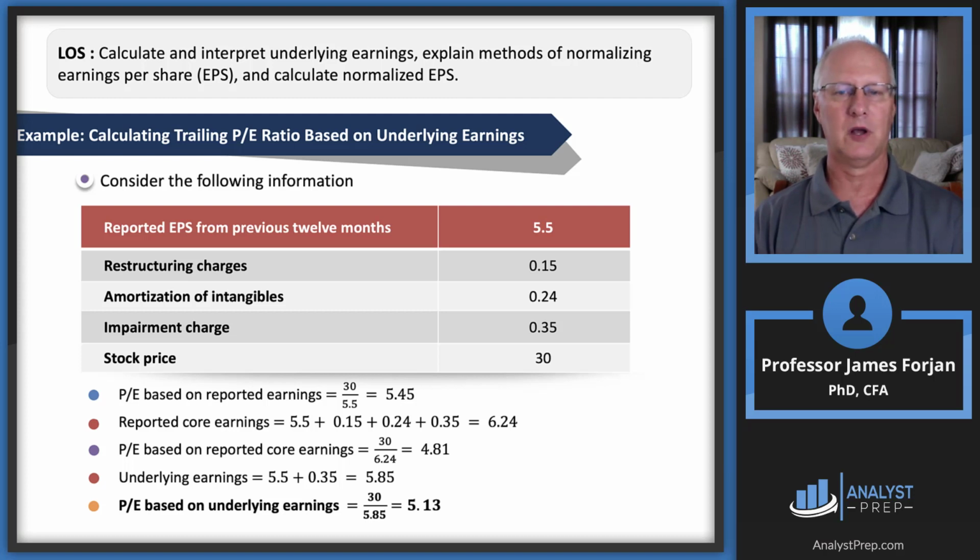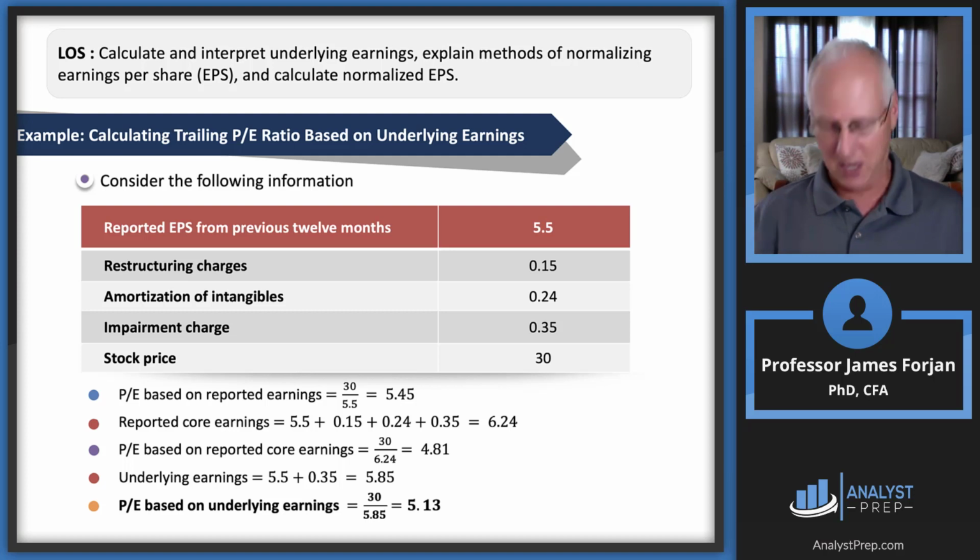All right, so let's go ahead and compute a trailing PE ratio based on some underlying earnings. So let's see what we have here. Reported EPS from the previous 12 months, 5.5. All right, so restructuring charges, amortization, and impairment charge. And so there's our stock price. All right, so let me say a couple of things about here. So stock price, we get that from the floor of the New York Stock Exchange, right? That's easy. Impairment charge of 35 cents.